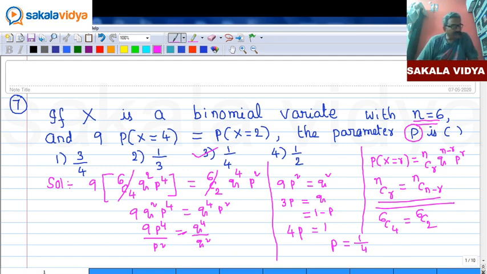How do 6C4 and 6C2 get cancelled? Okay, I will explain. Once again, NCR equals NC n minus r. Here n is equal to 6, r is equal to 4. 6C 6 minus 4 is 6C2. Both are same. So, I cancelled 6C4 and 6C2.